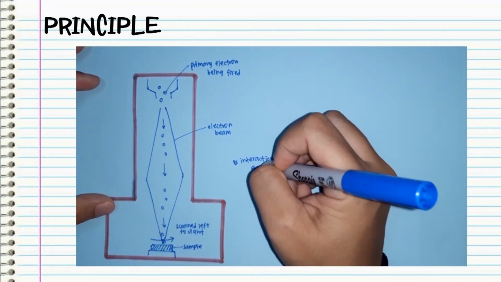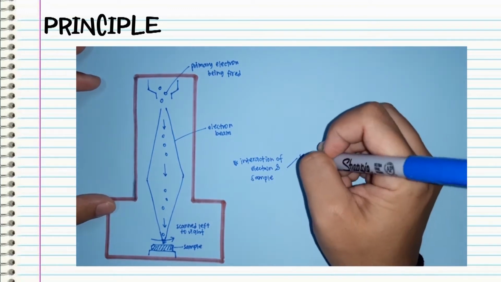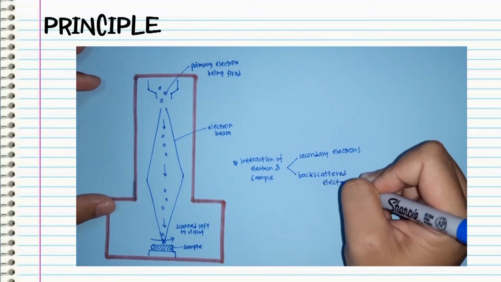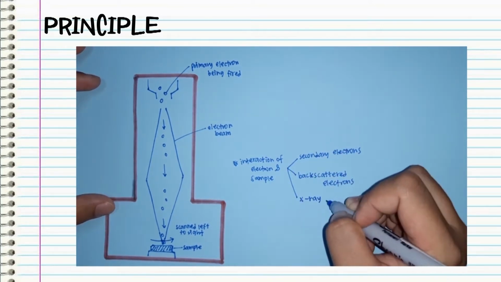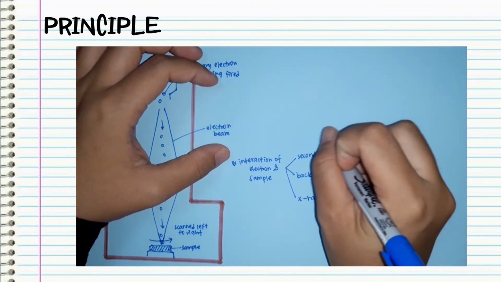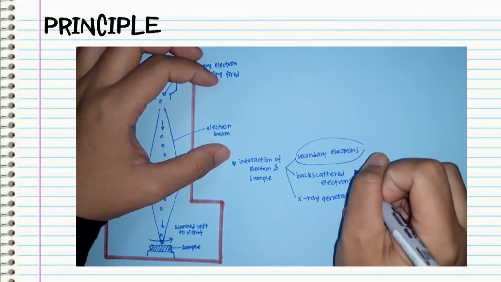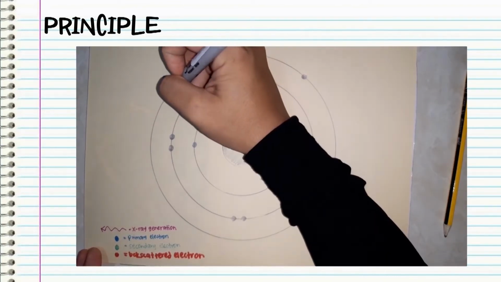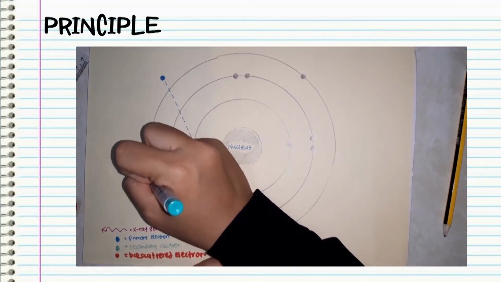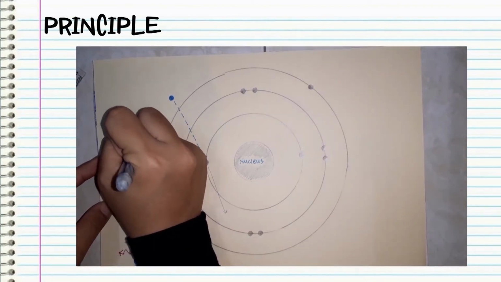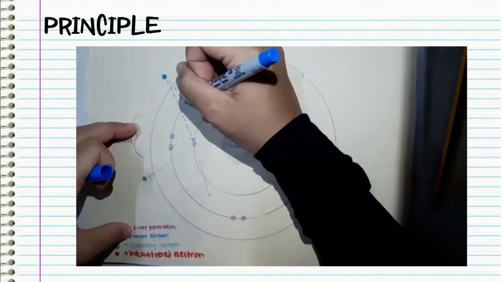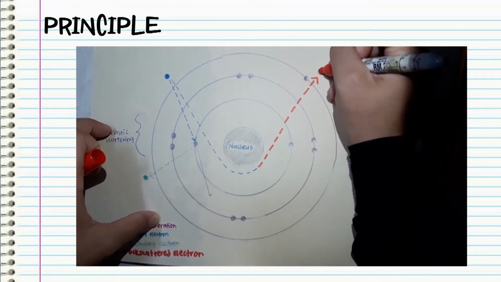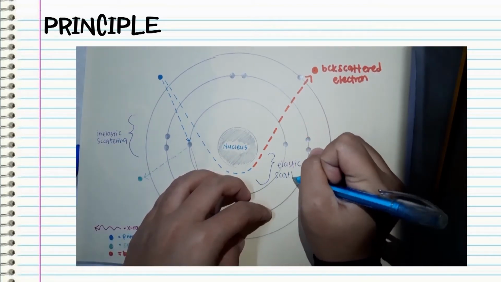The interaction of electrons with a sample results in secondary electrons (SE), backscattered electrons (BSE), diffracted electrons, and X-ray generation. However, only secondary electrons and backscattered electrons are commonly used for imaging samples. A primary electron coming from above undergoes inelastic scattering to form a secondary electron. Meanwhile, when a primary electron coming from above undergoes elastic scattering as it reaches the shell, it becomes a backscattered electron.